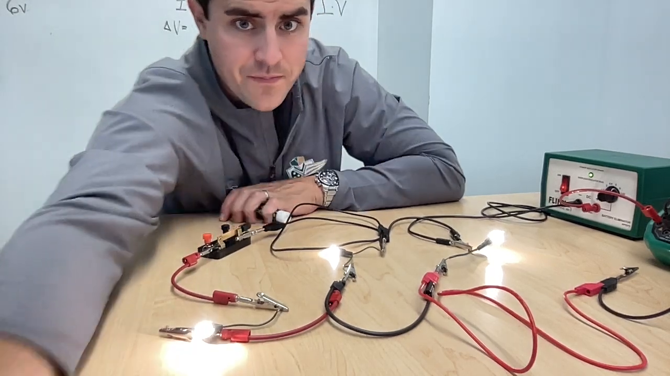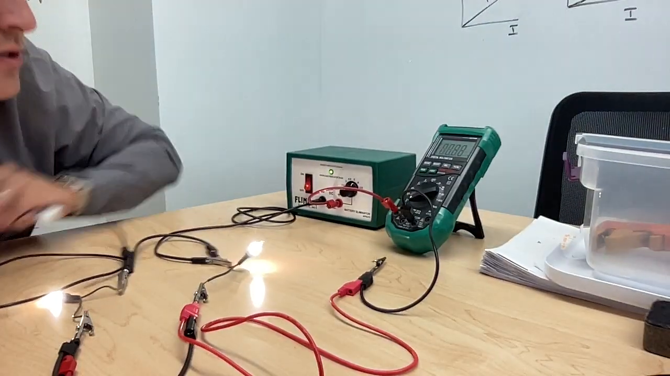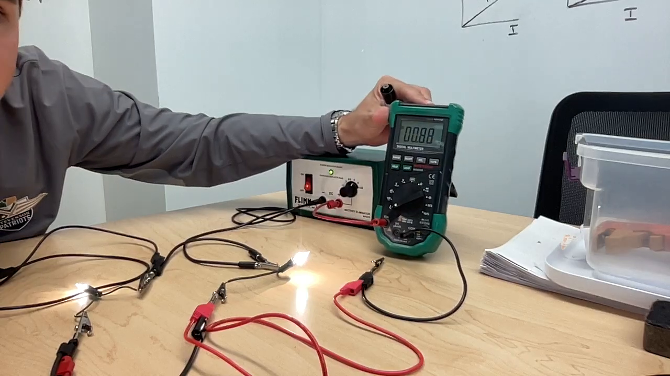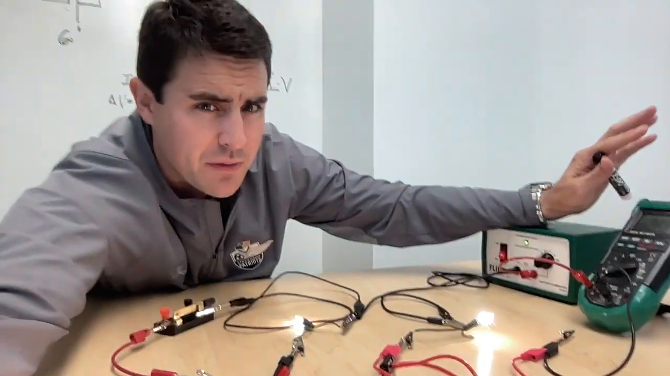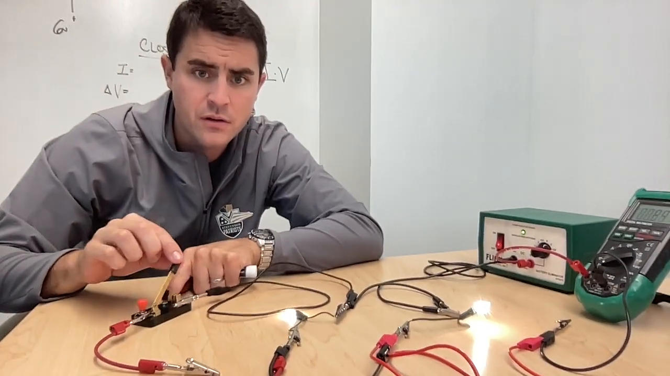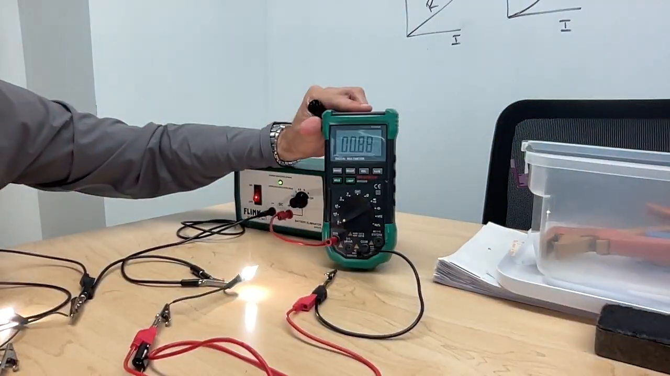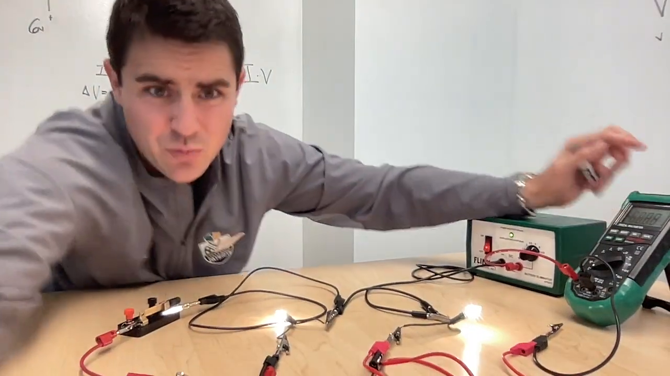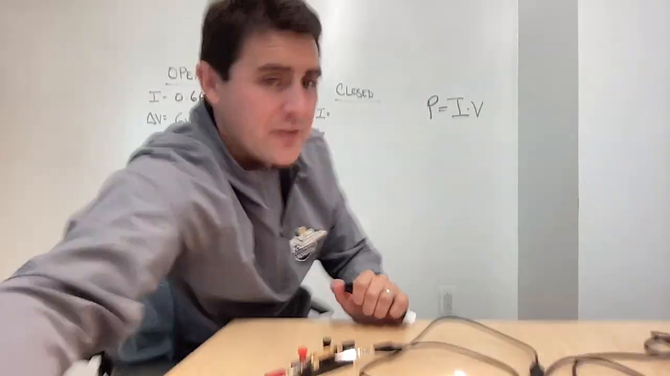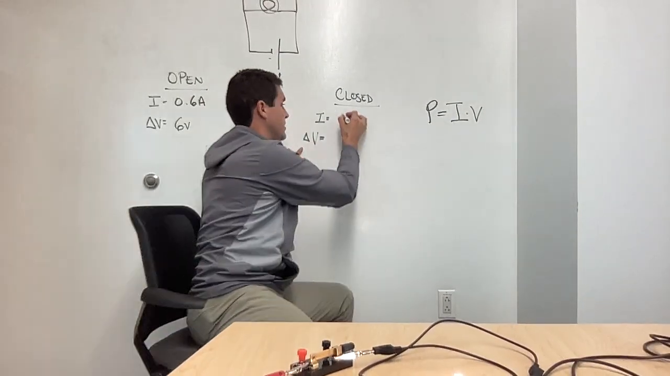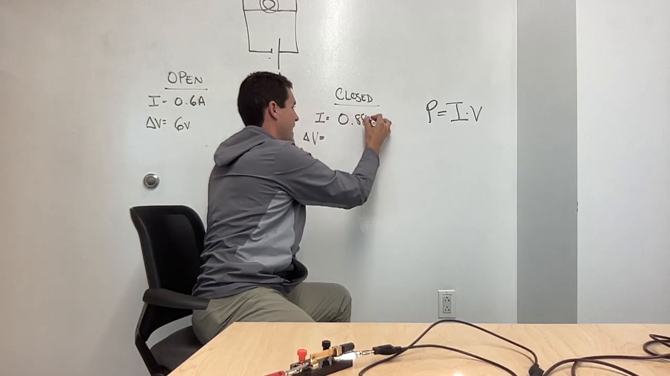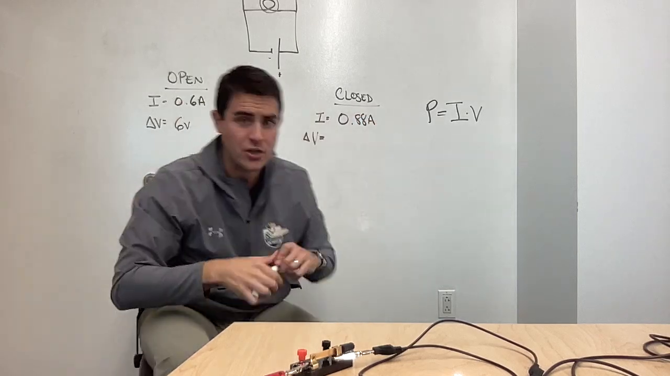All right, let's look at my current. Does my current change? My current is actually higher. You're telling me that by throwing this switch, I added another resistor in parallel, a 3rd resistor. My current was roughly 0.6 and now it's 0.88, 0.89. This is wild, right? So when I close that switch, 0.88 amps. My current goes up.